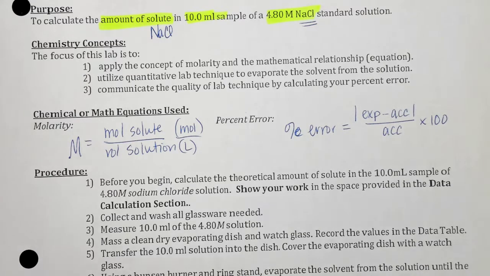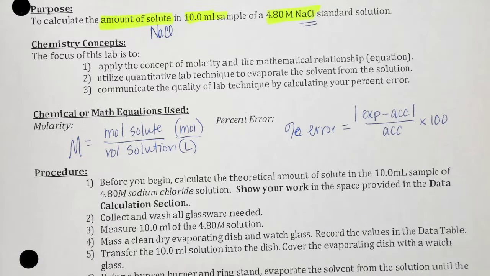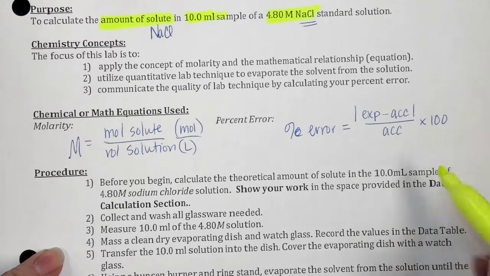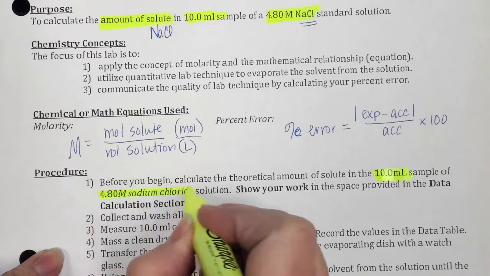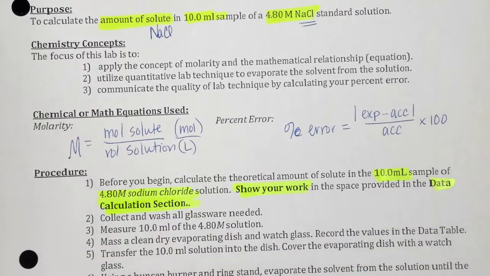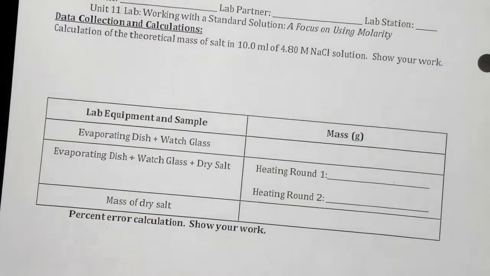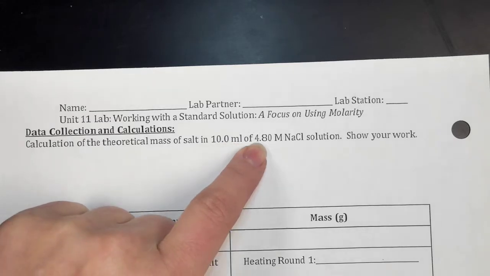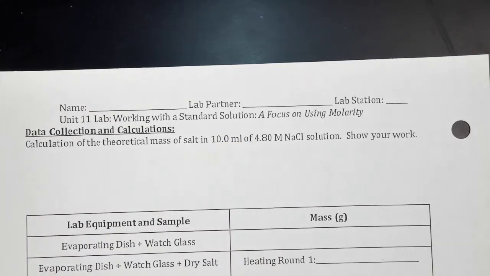And we are not as much worried about what your percent error is, but interpreting what it means. Like, what did you do in lab? How is what you did in lab being communicated in your percent error? So, before you begin, calculate the theoretical amount of solute that would be in a 10 milliliter sample of a 4.8 molar sodium chloride solution. Show your work in the space provided in the data calculation section. So, where is that at? Data calculations. Here. Calculate the theoretical mass of salt in 10 milliliters of a 4.8 molar sodium chloride solution. Show your work.